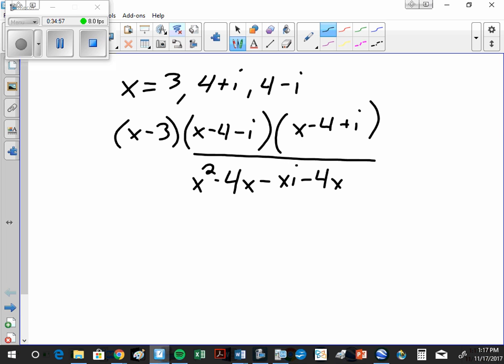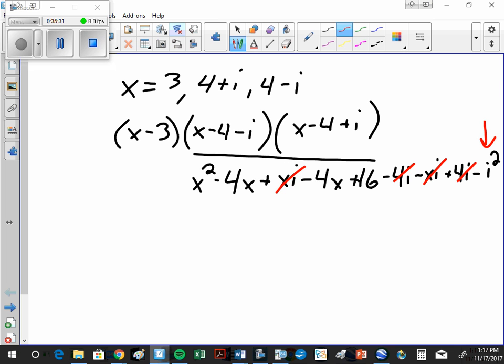Minus 4x plus 16, minus 4i, minus, wait, one of those is a plus. This is a plus xi. This is minus xi, and then plus 4i minus i squared. What do you notice? The xi cancels the xi. The negative 4i cancels the 4i. What about negative i squared?